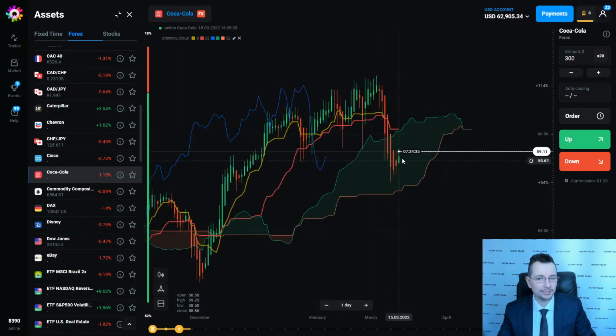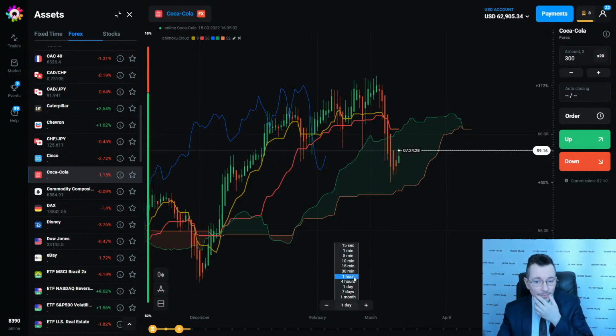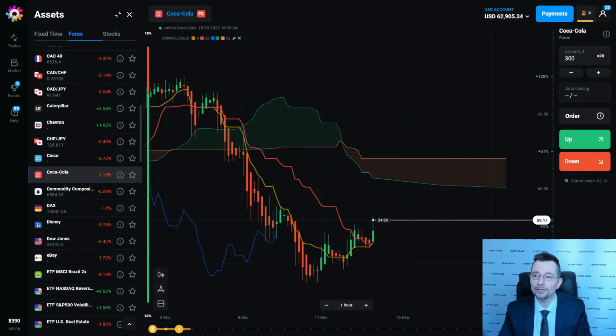Okay, have a look at this, guys. This may not be a bad idea. A reversal right back, but on the daily graph, the sell is finished as well. So maybe, perhaps, Coca-Cola may be a good idea.